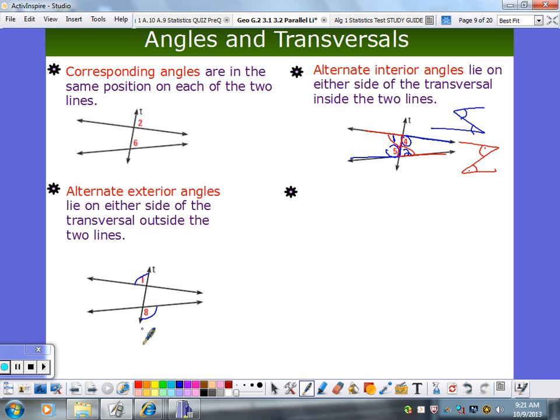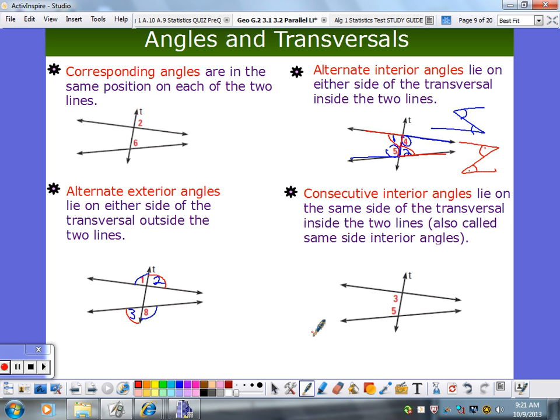So 1 and 8. I have another set of alternate exterior. I call this one 2, call that one 3. That's another set. My little Z doesn't work quite as well. But we just alternate exterior. We're outside the two lines. So we're the exterior and we're alternating around the transversal there.